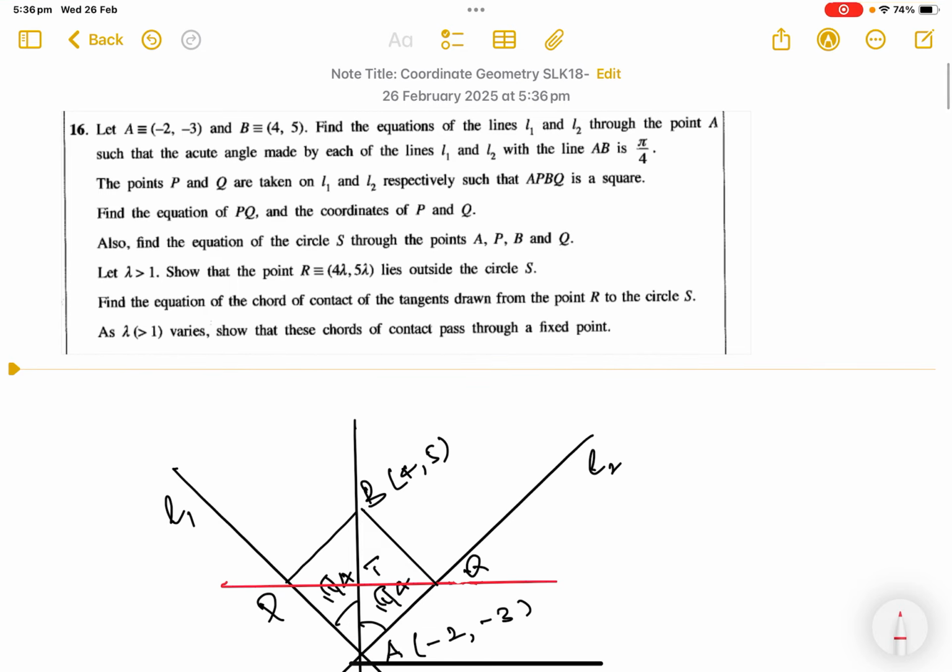Of course, lambda has to be greater than 1 for R to be outside the circle. That's all. And for any value of lambda, the intersection will be fixed. So the chord of contact passes through the fixed point.